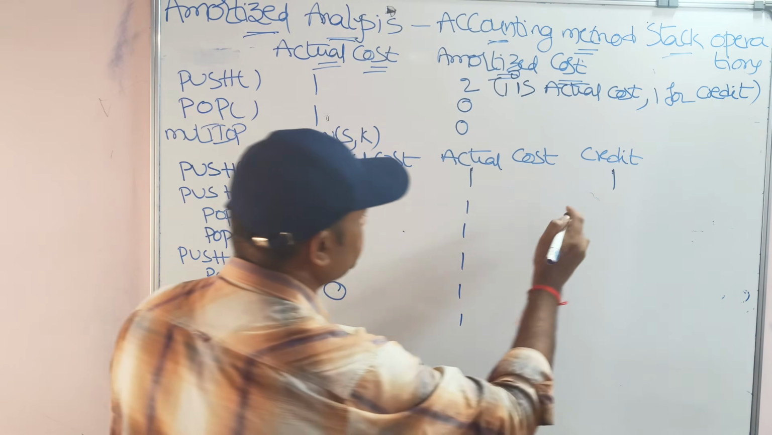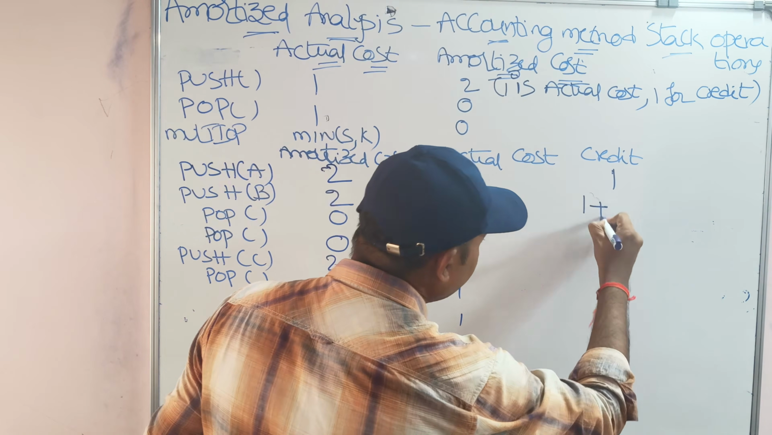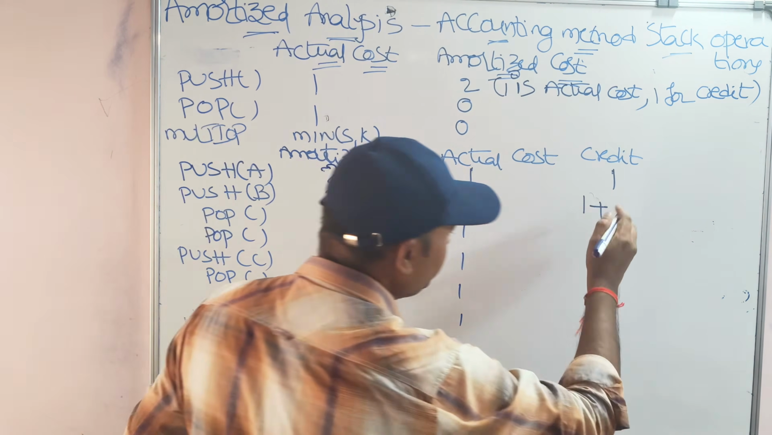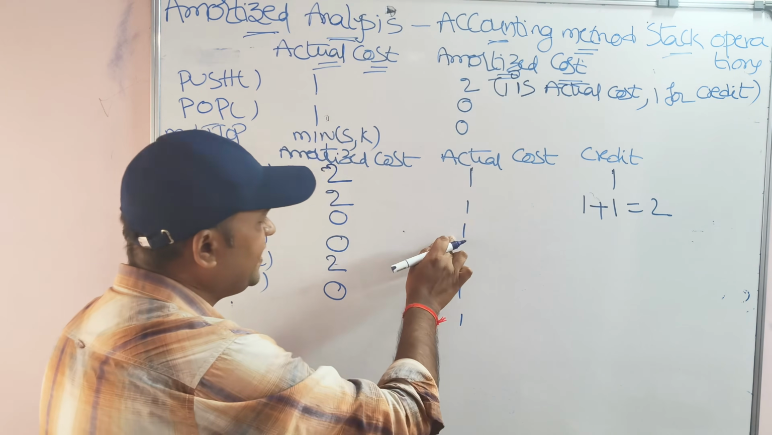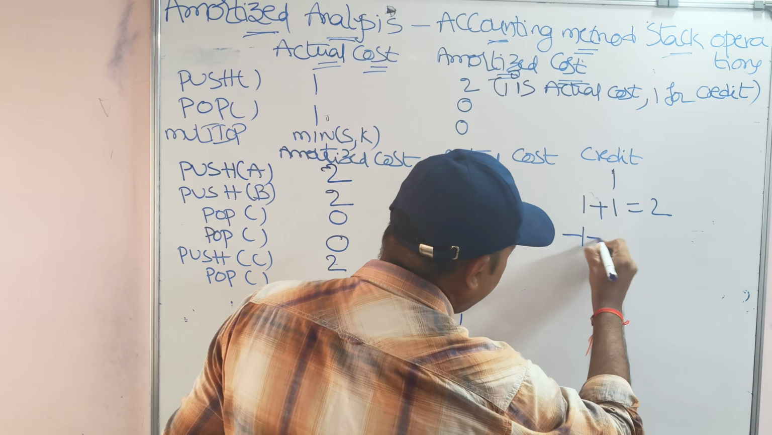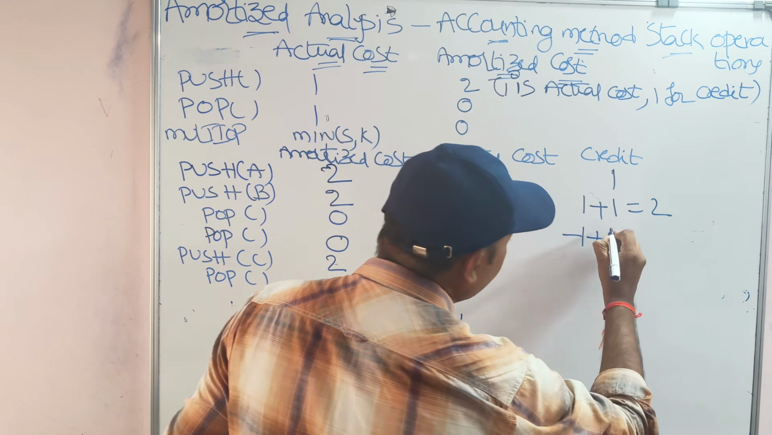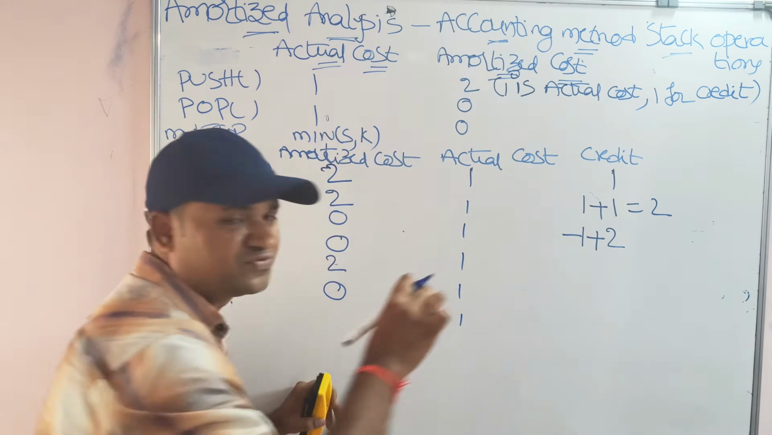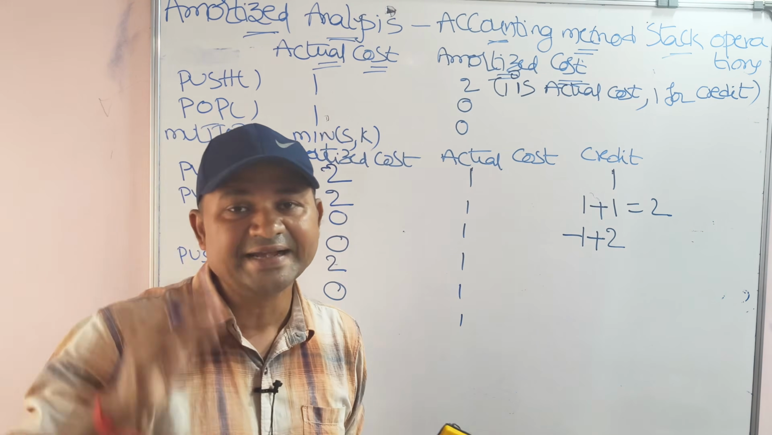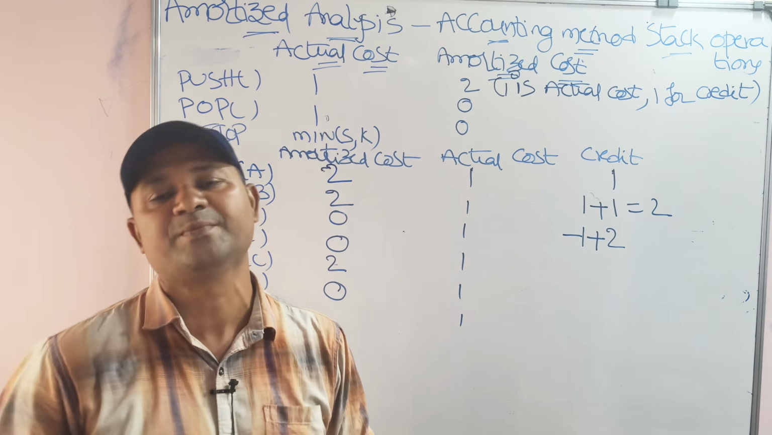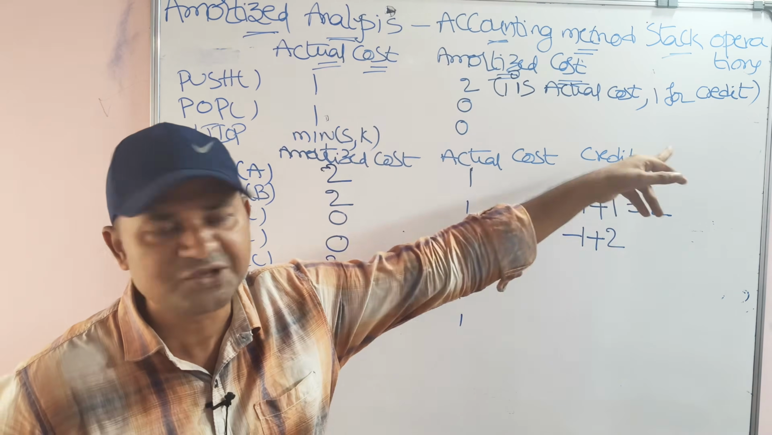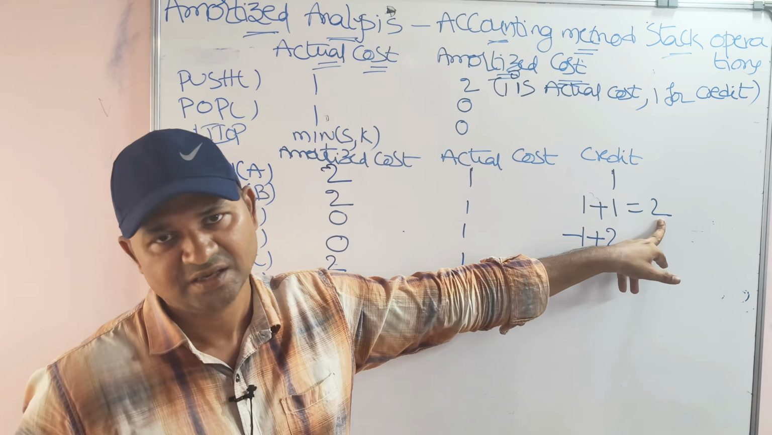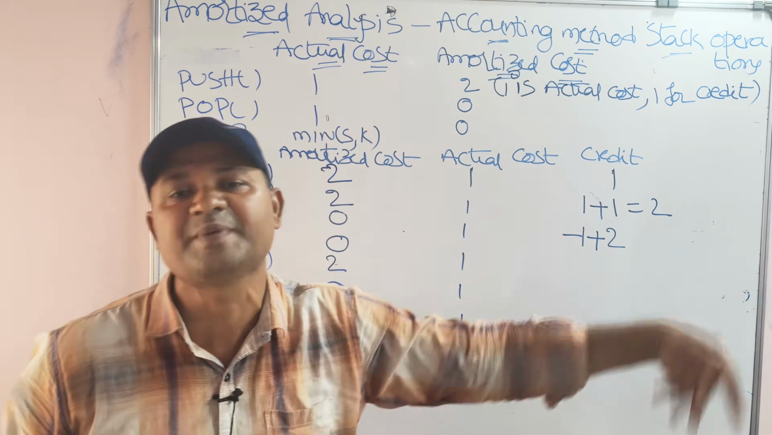Next, 2 minus 1 means 1. Plus we can use the previous credit. What is the previous credit? 1. So 1 plus 1 is equal to 2. Next, 0 minus 1 means minus 1. Minus 1 plus we can use the previous credit. So that is the use of the credit. Credit should always be a non-negative number only. So here we got a negative number. So that's why we are using the previous credit. So we can use this credit for future purposes.